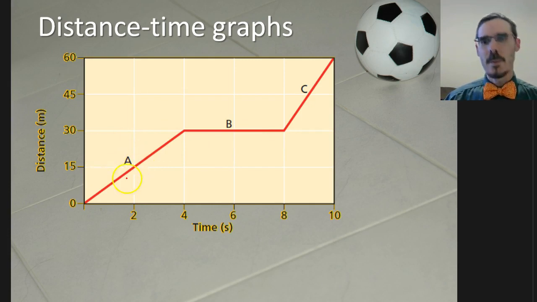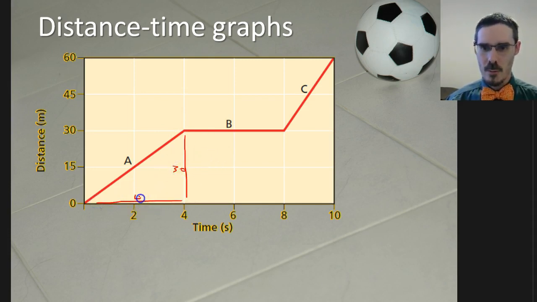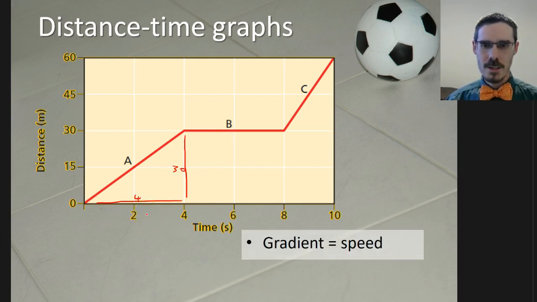Now have a look at A. In this section, it moved 30 metres over 4 seconds. So its speed would be 30 over 4, 30 metres divided by 4 seconds. But that's the gradient of that line. Look at the gradient. Rise over run. 30 over 4. The gradient of this line at any point gives you the speed at that time. For a distance time graph, the gradient is the speed.